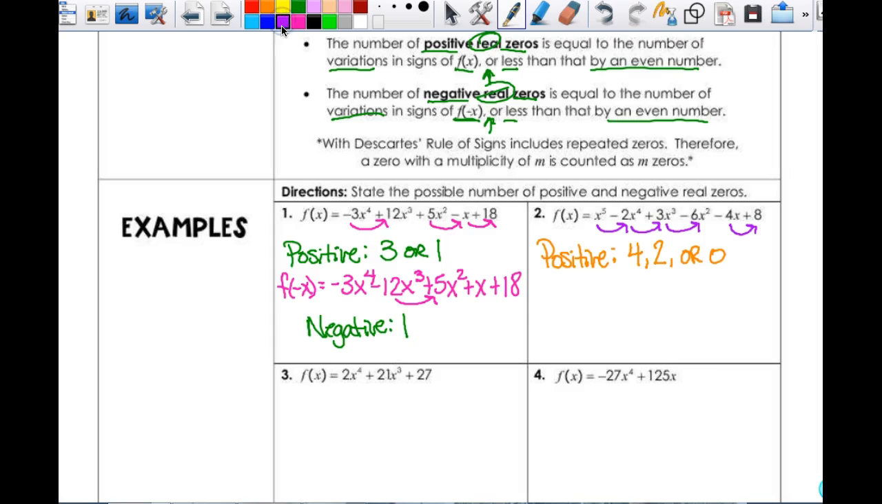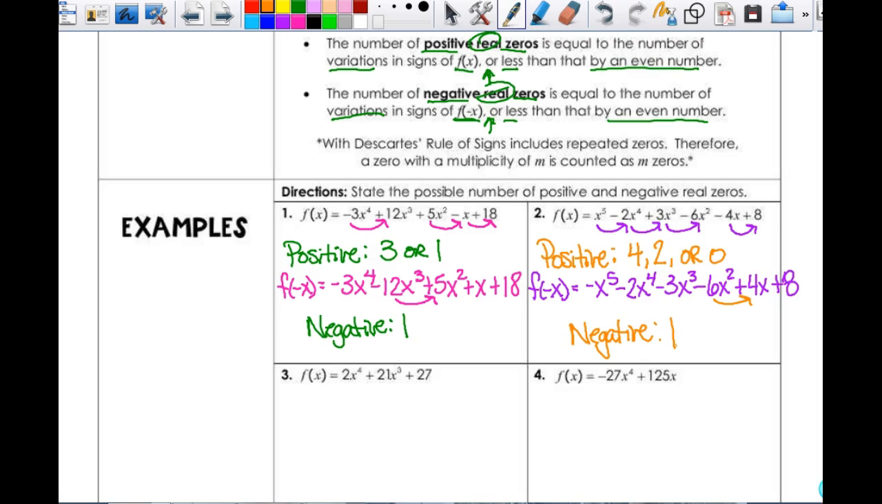Then I need to find f of negative x. So that's going to give me, this is an odd exponent, so it changes to negative x to the 5th. Even exponent stays the same. Odd changes the sign. Even stays the same. Odd changes the sign. And then the constant is always just the constant. Okay, do you all agree with 1? Yes, because this is all negative, changes to positive, and then no other change happens. So exactly 1 negative.